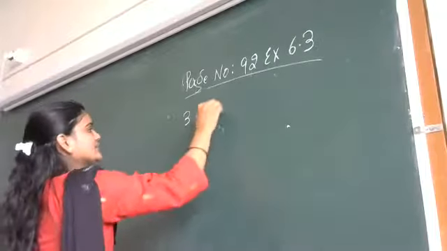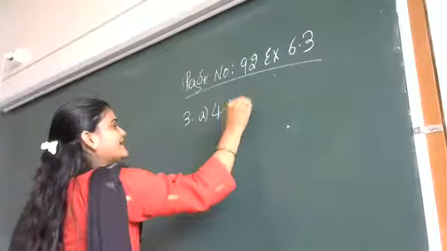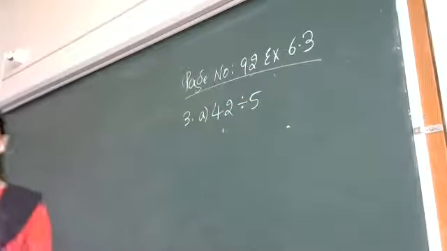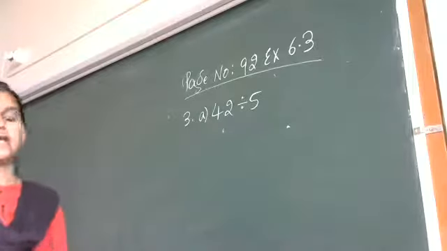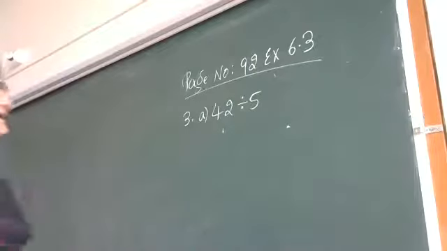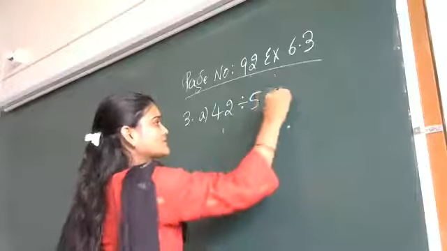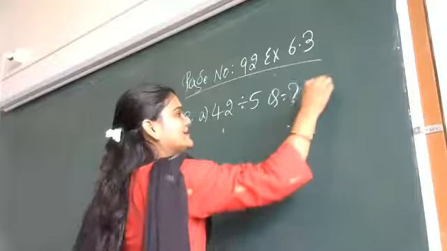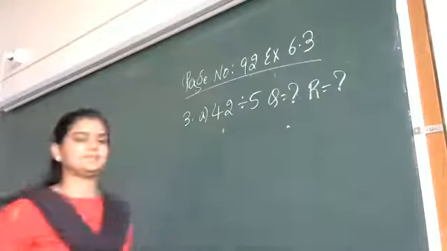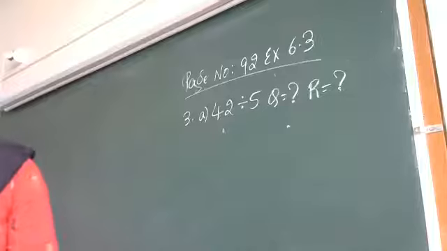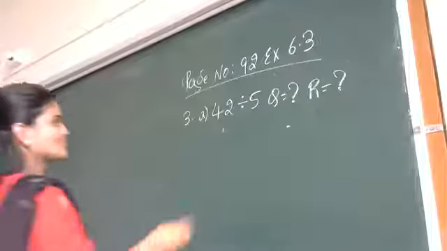Third question. 14 divided by 5. Third question, first one. Divide and find the quotient and the remainder. You have to find the quotient and you have to find the remainder. Okay? Tell me, children, how will you solve this?